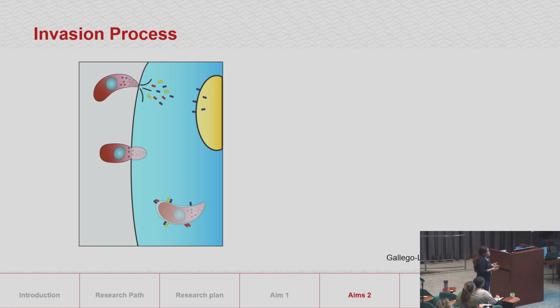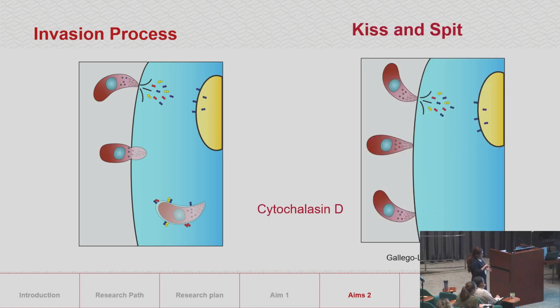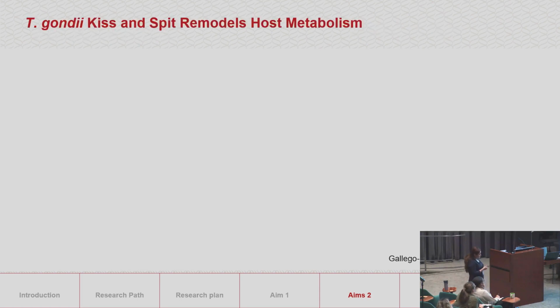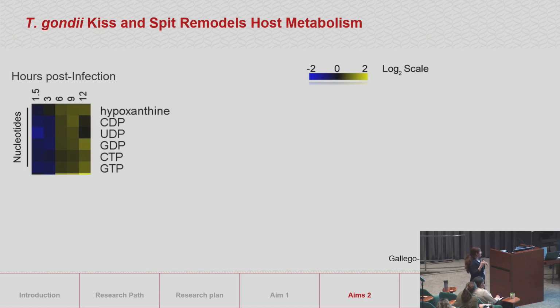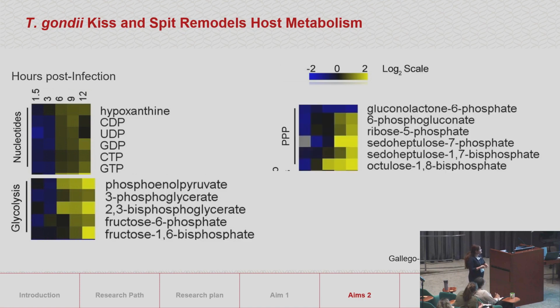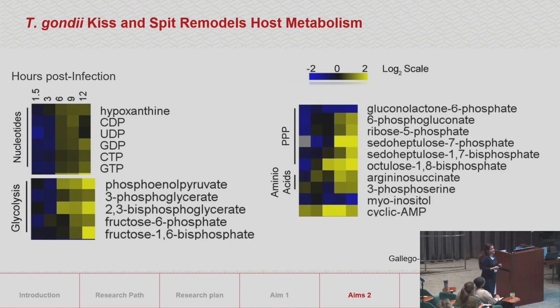So at this point I was wondering if maybe this single kiss can change the metabolism of the host cell. In order to study that, I use an actin inhibitor called cytochalasin D that allows the kiss and spit but prevents invasion. Using this technique, I did a metabolomics analysis to see if the kiss and spit change the metabolomics of the host cell. I studied this during 12 hours post-infection, and I found significant differences at nucleotide levels, glycolysis level, pentose phosphate pathway levels, and amino acid level.